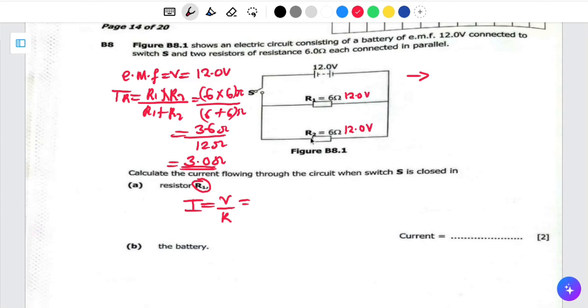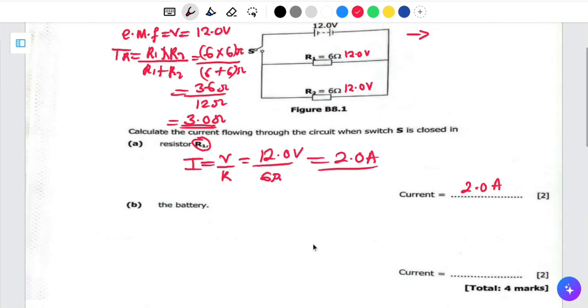The opposite is true when resistors are connected in series. Resistors connected in series have different voltage but the same current, while for resistors connected in parallel it is the opposite. So we have the voltage, which is 12.0 volts, divided by 6 ohms. What are we going to get? We're going to get 2.0 amps. So we have 2.0 amps as our answer.